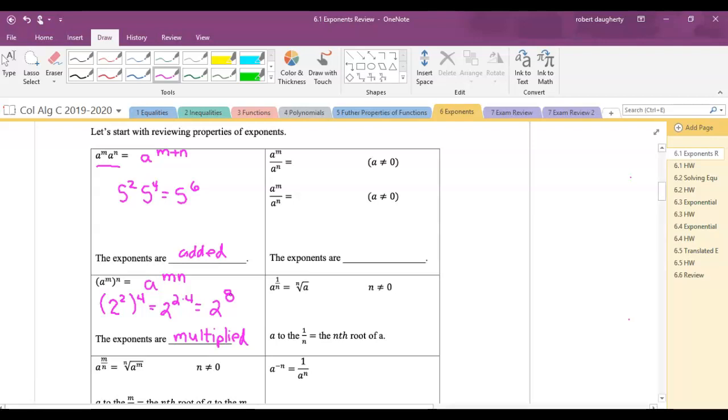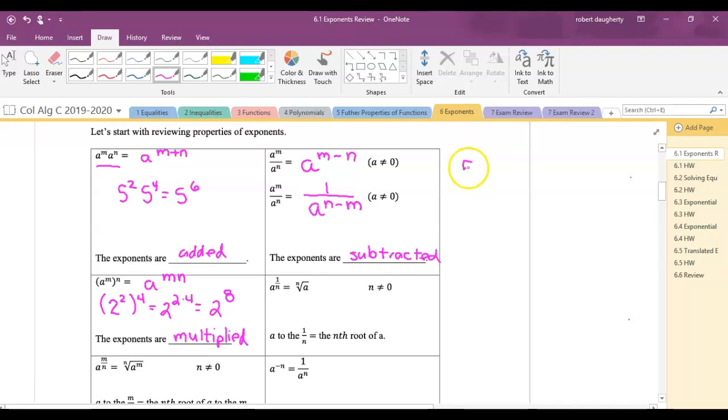When it comes to division, a to the m over a to the n, this is a to the m minus n. Okay, so these exponents are subtracted. Another way of doing this is I could write this as 1 over a to the n minus m. So with division, you do subtraction of the exponents. If I do the subtraction m minus n, my answer stays in the top of the fraction. If I do n minus m, my answer stays in the bottom of the fraction.